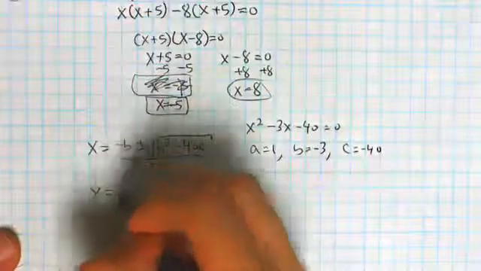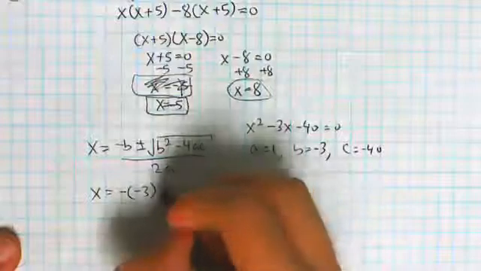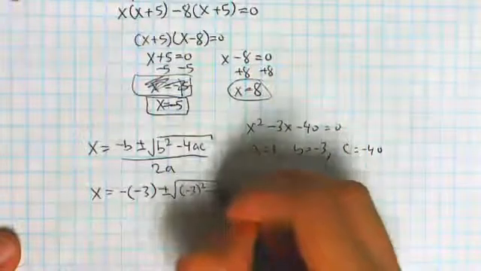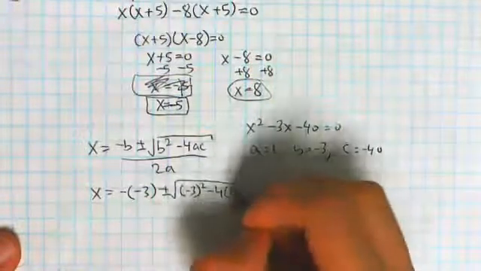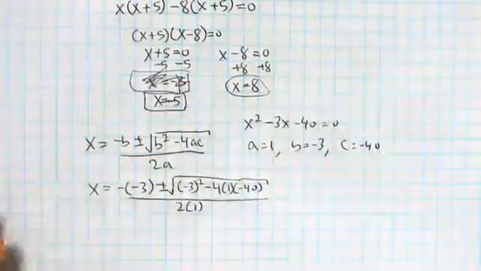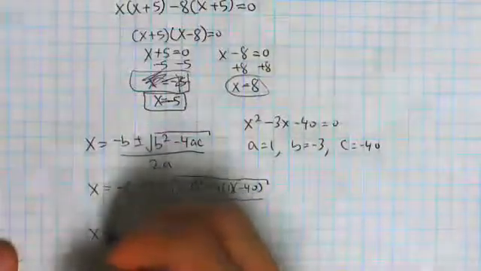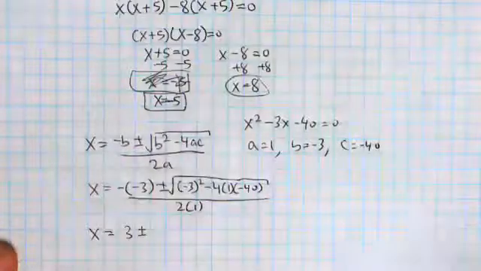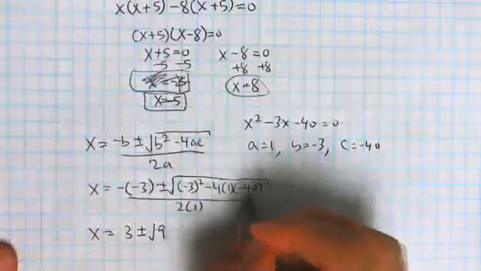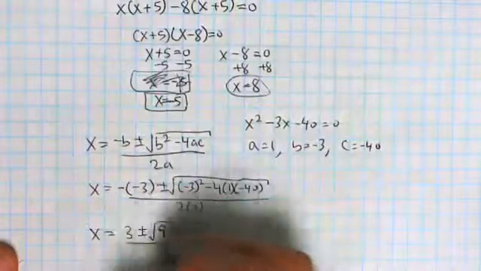That gives us x is equal to negative 3, because our b is also negative, so we're going to end up with a double negative there. Plus or minus the square root of negative 3 squared minus 4 times 1, that's our a, times c, that's our negative 40, all over 2 times a, which is once again 1. And from here, we then need to evaluate it. So negative 3 makes positive 3. We still have plus or minus. Negative 3 squared is 9. Negative 4 times 1 is negative 4. Negative 4 times negative 40 is 160. And finally, 2 times 1 is 2.